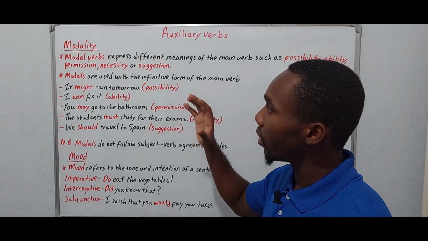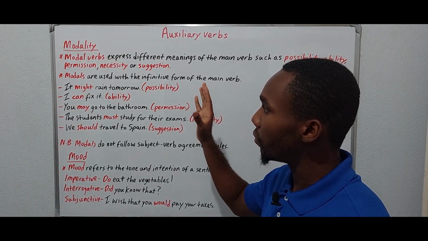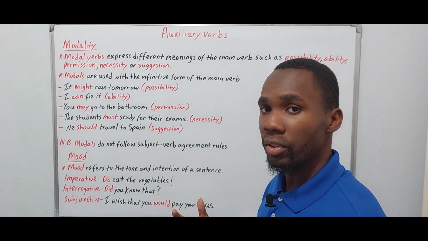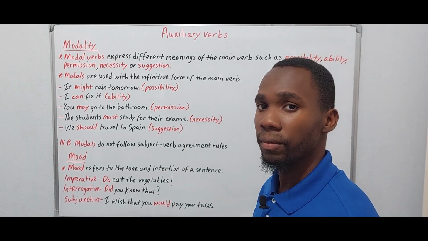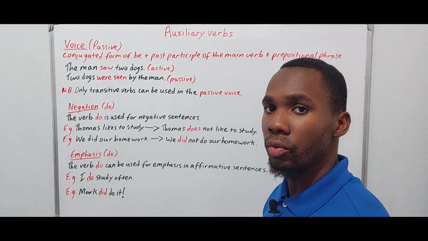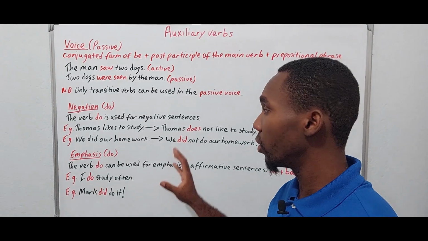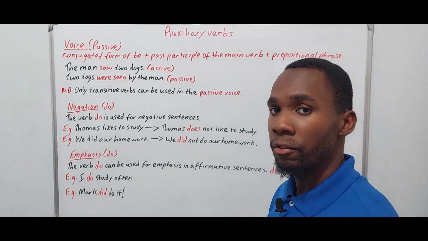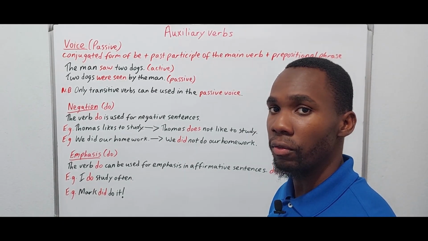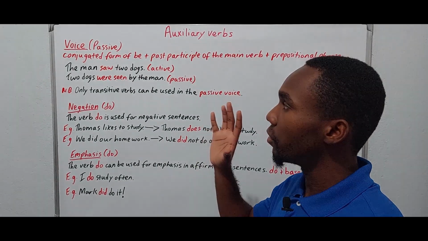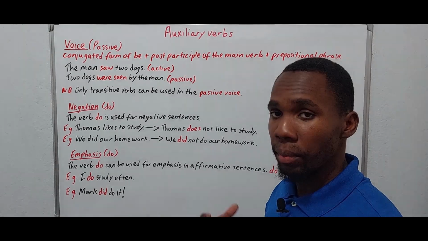So these are the elements of modality and mood. Now we are going to proceed to voice. Okay, so we move on to voice. And after we cover voice, we're going to look at two final uses of auxiliary verbs, okay? So when it comes to voice, we are talking about the passive voice.